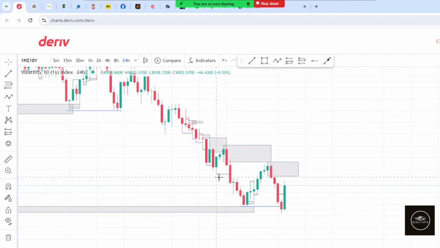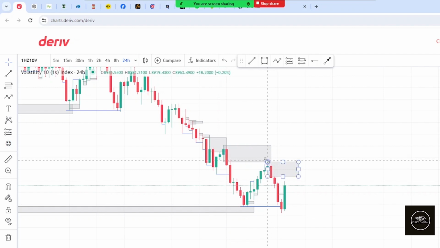Market used a break of structure. Can you see the market created a low, a retracement, then broke the low? This is a break of structure. After the break of structure, after the market had taken out these lows, the market increased to this supply zone.